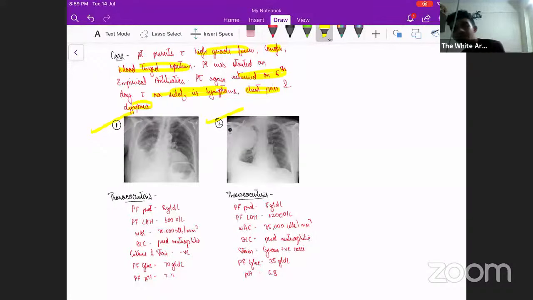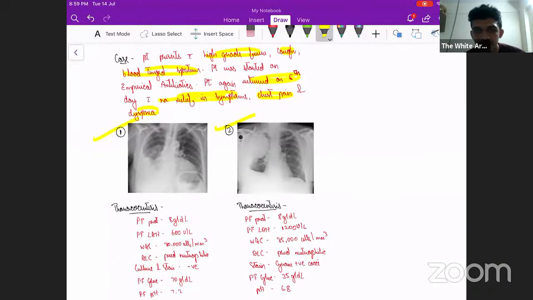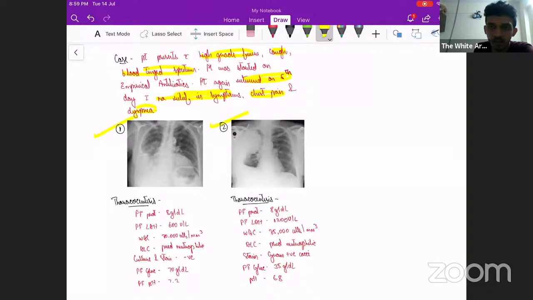Again, you cannot tell empyema until and unless you do a thoracocentesis and see pus. I have not mentioned pus over here, so you still cannot call it empyema, but okay, considered. It is case 1, a case of simple, uncomplicated parapneumonic effusion. Both are parapneumonic effusion. Case 1 is uncomplicated. Case 2 is complicated.